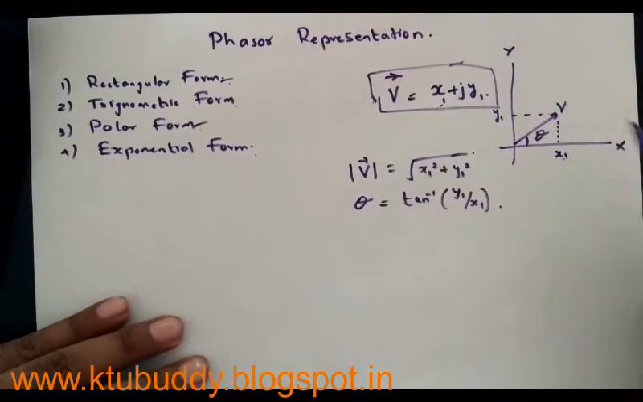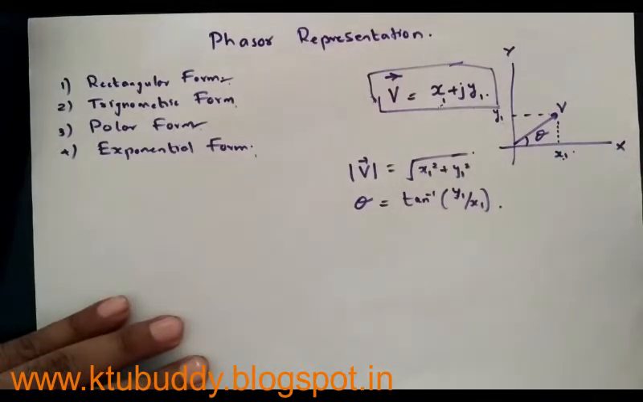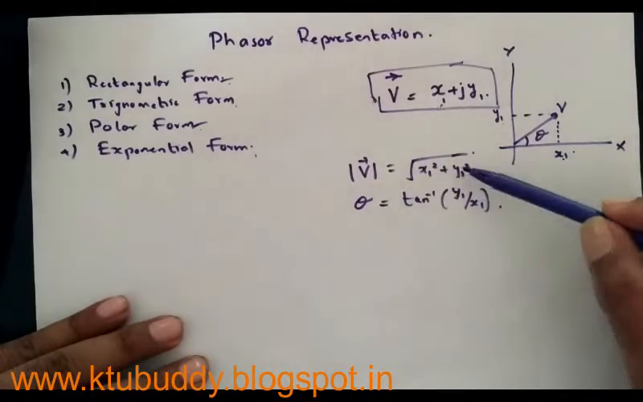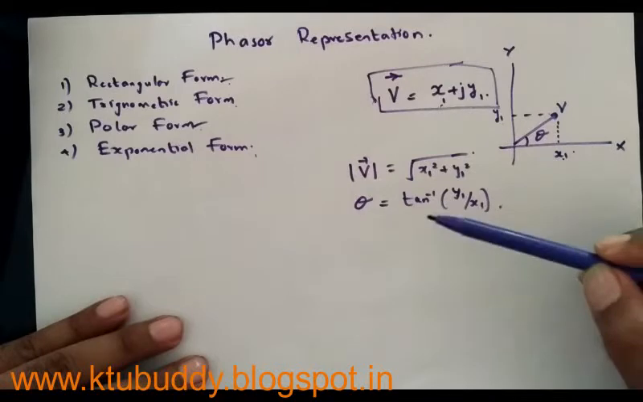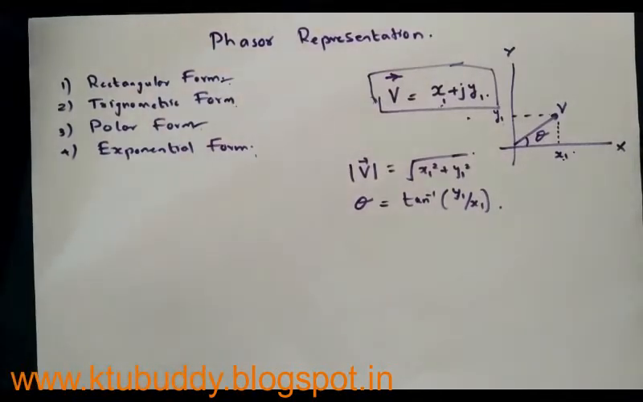x1 is the x-axis coordinate and y1 is the y-axis coordinate. And the angle between the x-axis and the vector is marked as theta. Then from mathematics, we know that the magnitude of the vector is given by root of x1 square plus y1 square, and theta is given by tan inverse y1 by x1. So this is the rectangular form representation of the vector.